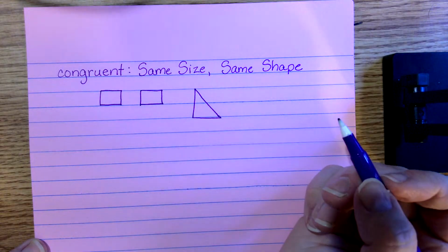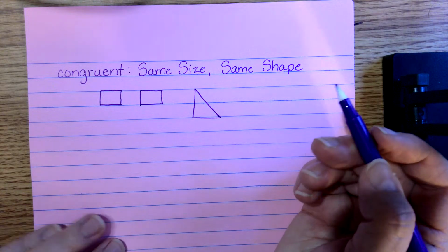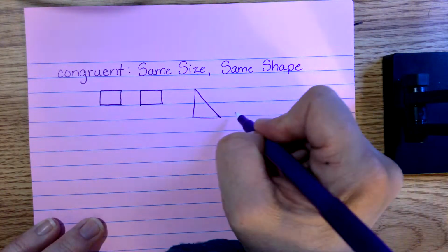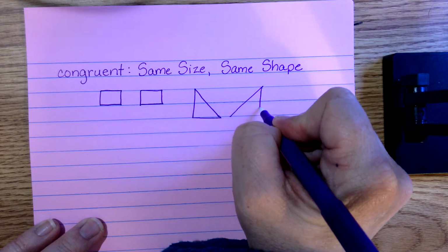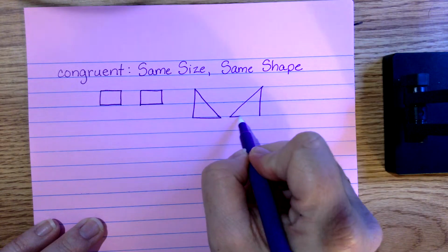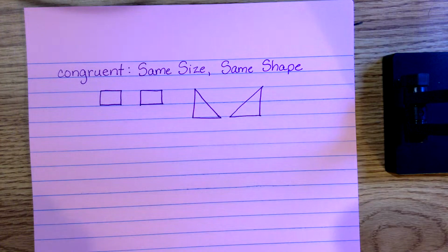It can be flipped or rotated. It can be slid a different direction, but it has to be the same size and the same shape. Again, pretending that Mrs. Cito is perfect in how she draws, these would be the same size and the same shape.